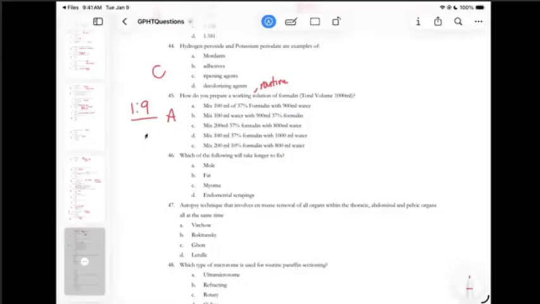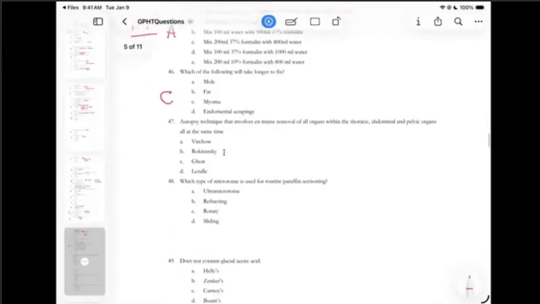Number 46, which of the following will take longer to fix? Definitely larger specimens will have a longer duration, smaller specimens a shorter duration. So which one takes long to fix here? The big tissue, which here is myoma. So letter C. Myoma is a benign tumor of the uterus. So 46, letter C. 47, if it's en masse removal of organs, that is your Letulle's technique.